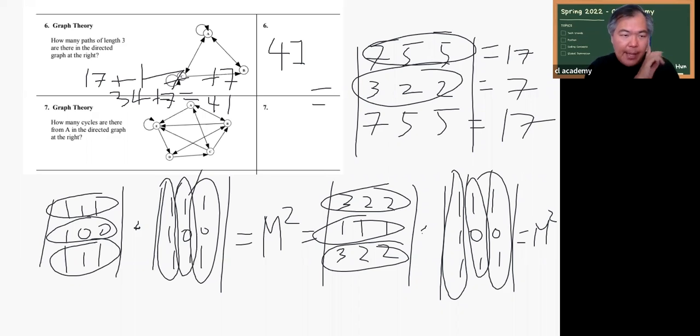How many paths of length 3 are there in the directed graph on the right? There are a total of 41 paths of length 3 in the directed graph of problem 6.